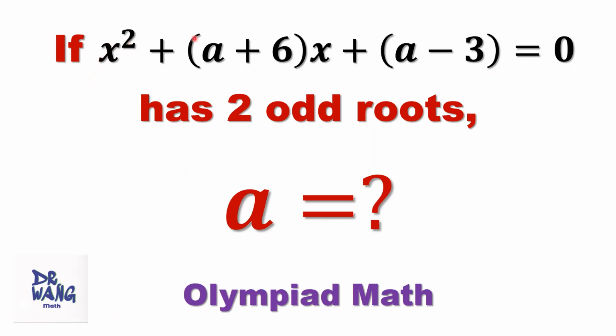If this quadratic equation has two odd roots, can you find a? A is the parameter inside of this equation.